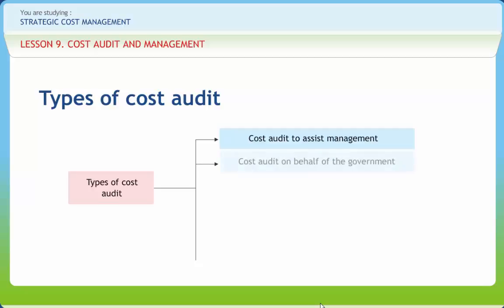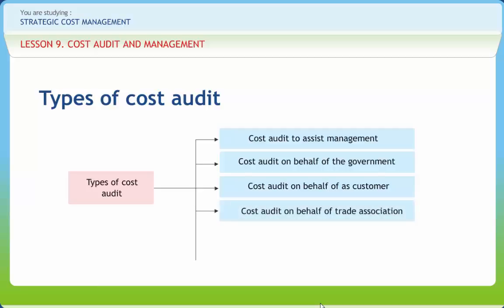Next, cost audit on behalf of the government. The government may appoint a cost auditor to conduct cost audit where it is necessary. Next, cost audit on behalf of a customer. Cost audit may be conducted on behalf of a customer when he agrees to pay price for a certain product on cost plus basis.